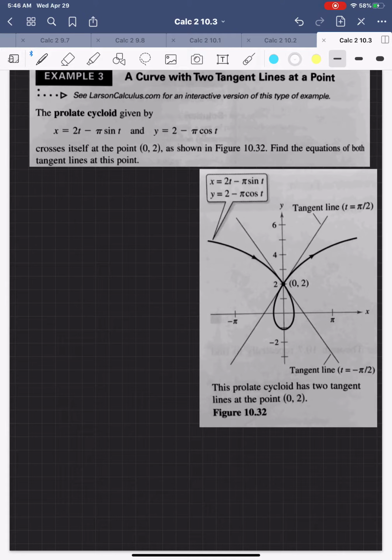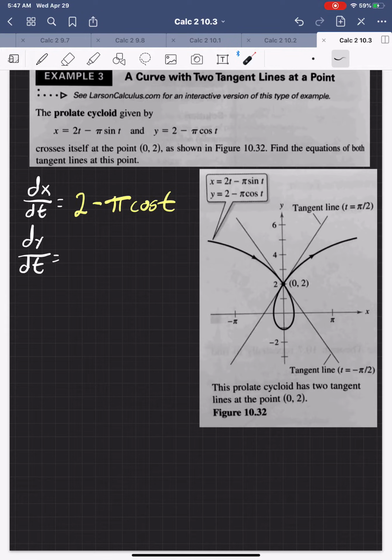I'm going to need dx/dt, and I'm going to need dy/dt in order to get a derivative. Okay, let's start with dx/dt. So the derivative of what I'm highlighting right now is fairly easy. dx/dt would be 2 minus pi, and then the derivative of sine is cosine. So dx/dt is 2 minus pi cosine of t.